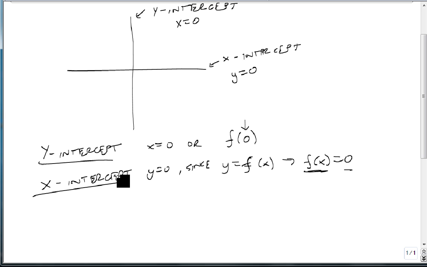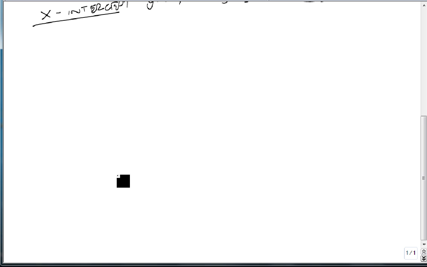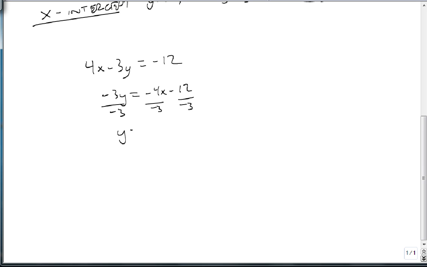So we're going to start by looking at a function of 4x minus 3y equals minus 12. And we're going to solve for y. So minus 3y equals minus 4x minus 12. Divide everything by minus 3. And we get y equals 4/3 x plus 4. We can rewrite this now as f of x equals 4/3 x plus 4.